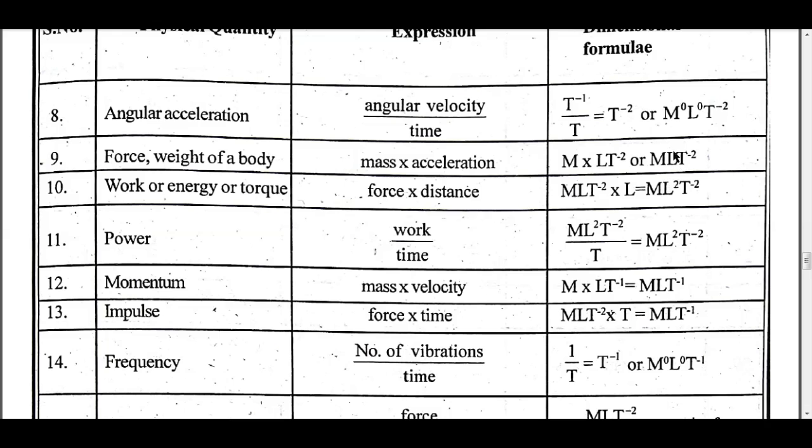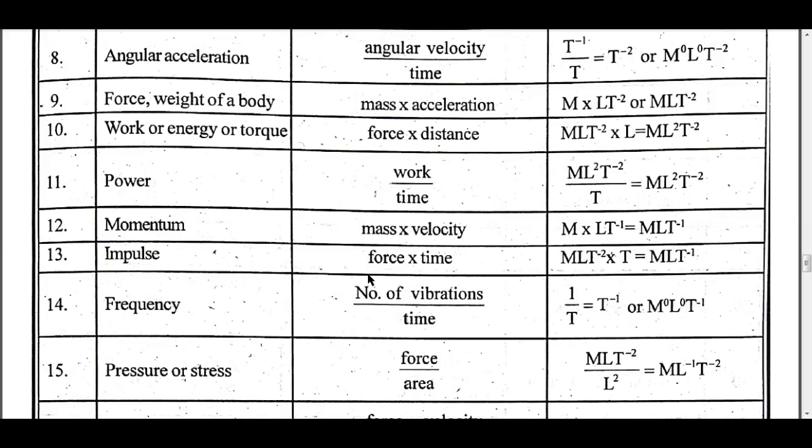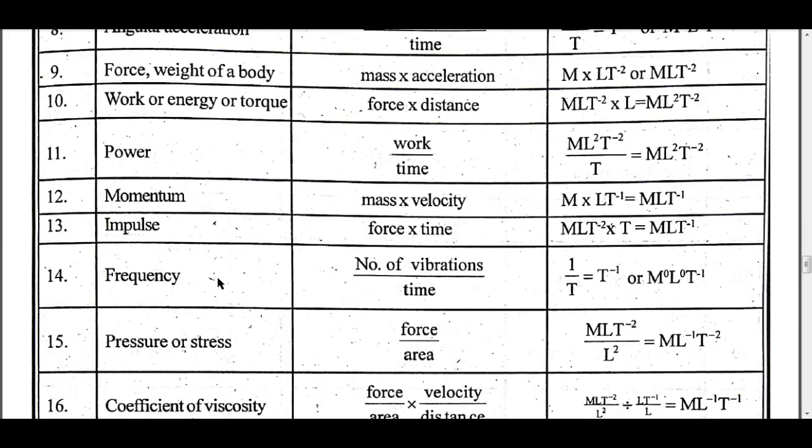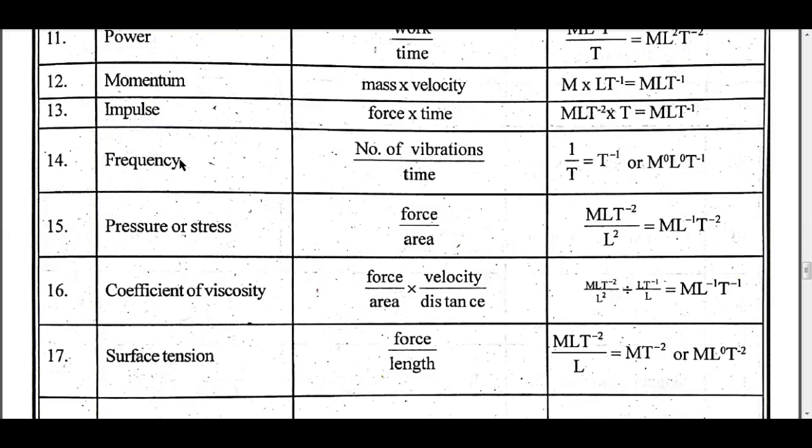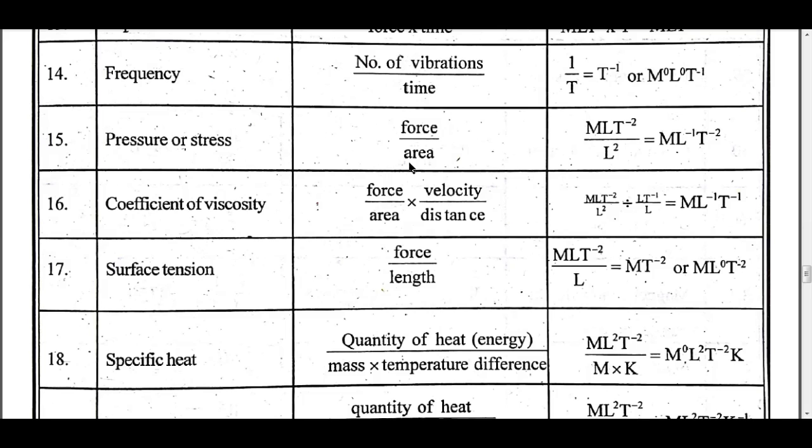And coming to work or energy or torque, that is nothing but force into distance. For this, force is M L T power minus 2, for distance it is L. So M L power 2 T power minus 2. We already discussed this. For power, M L squared T power minus 2. For momentum, M L T power minus 1. And for frequency, which is equal to 1 by time, that is T power minus 1. For pressure or stress, that is force per area, the dimensional formula for force is M L T power minus 2, for area L squared, that is M L power minus 1 T power minus 2.